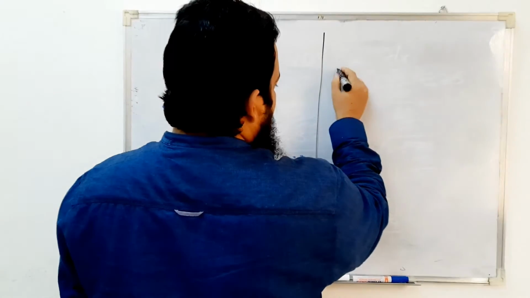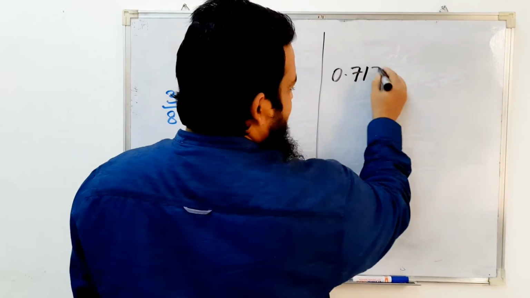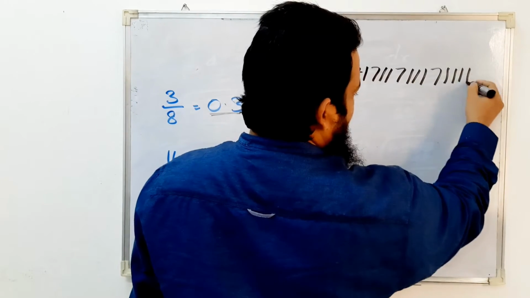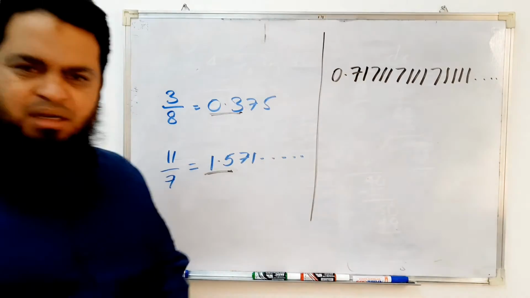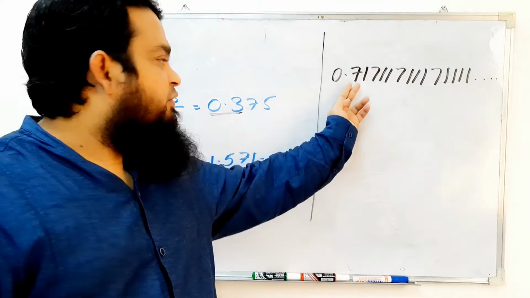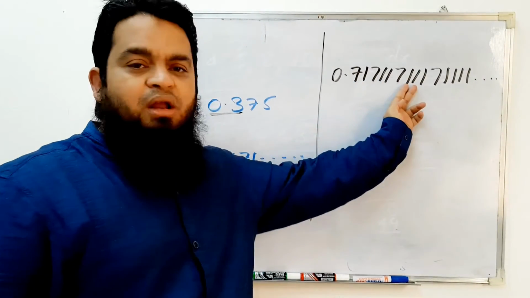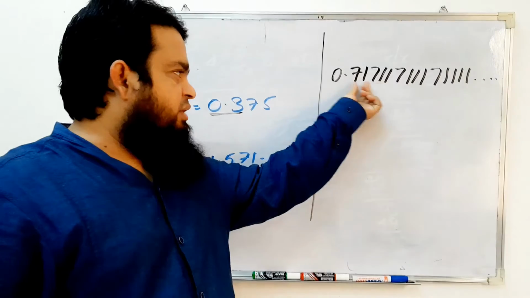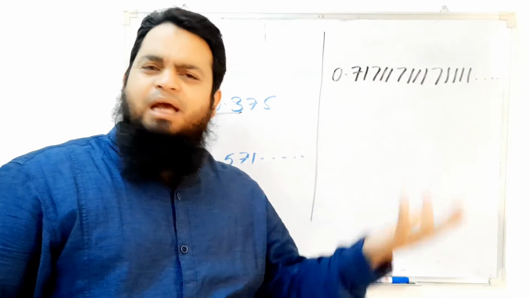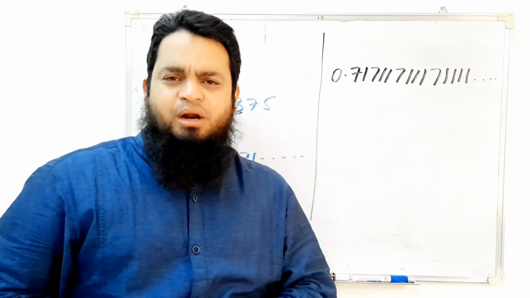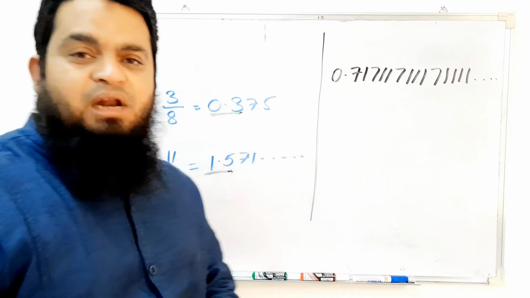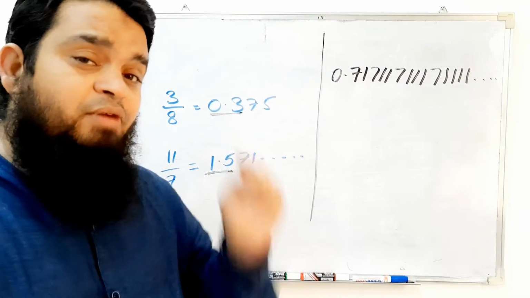So I am taking 0.71, 0.711, 0.7111, 0.71111. So it is a pattern which is not repeating. See, if it is repeating, it would be 71717171, but it is not repeating. 0.71, 0.711, 0.7111. You can write infinitely. So like this, how many numbers can you write? You can write n numbers. That means infinite numbers you can write. Infinite rational numbers between any given 2 numbers.